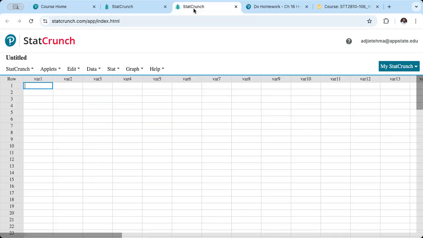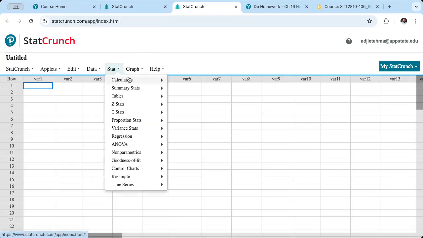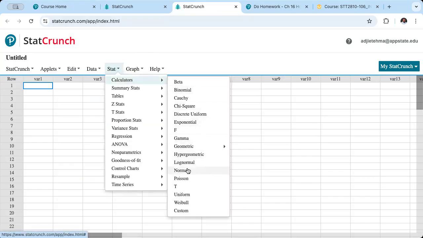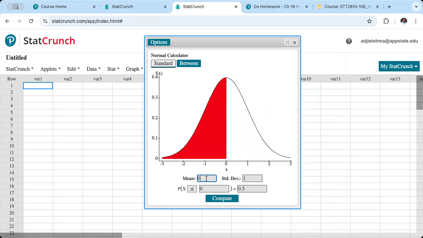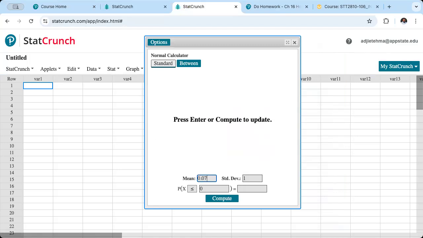So StatCrunch here. Now let's go to stats, calculators, and then let's get to normal. So you see, we are here. What is the mean? The mean is 0.07. Is that okay? What is the standard deviation? The standard deviation is 0.01675152.